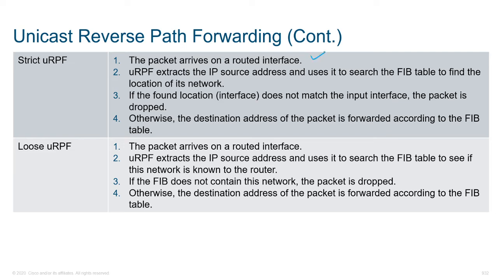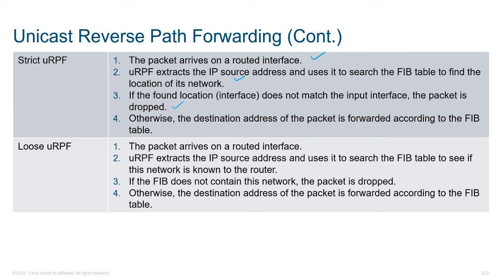We can ensure that the traffic is arriving on a routed interface. We're going to be extracting that source IP, making sure that it's in our FIB. If the location is found and it doesn't match the proper input interface, then the traffic is dropped. So it's like a double and a triple check. We're looking at the VIP list. Were you actually allowed in, or were you not allowed in?